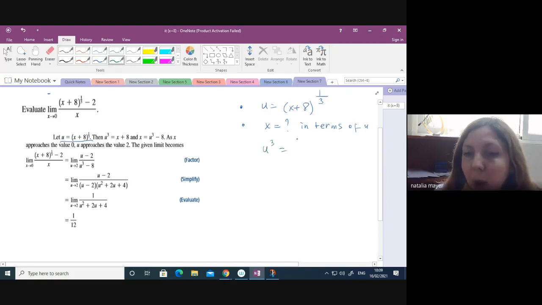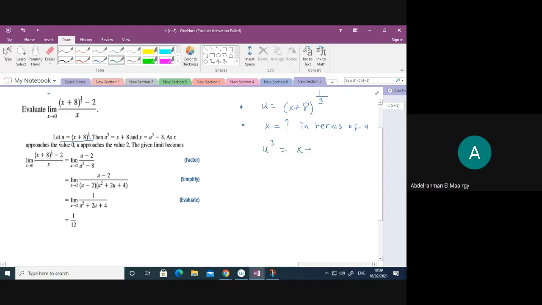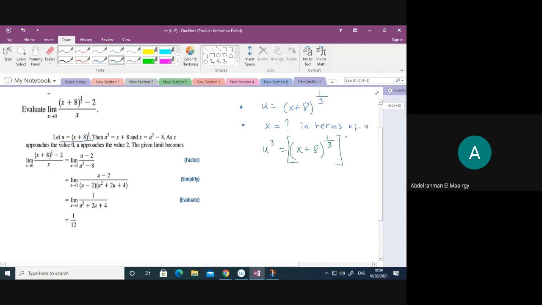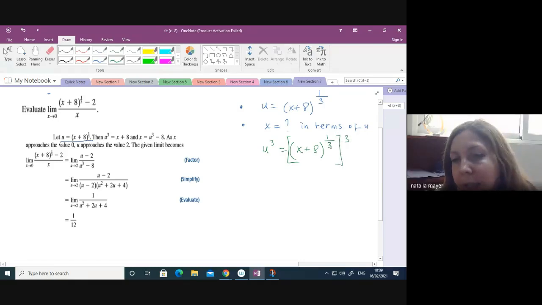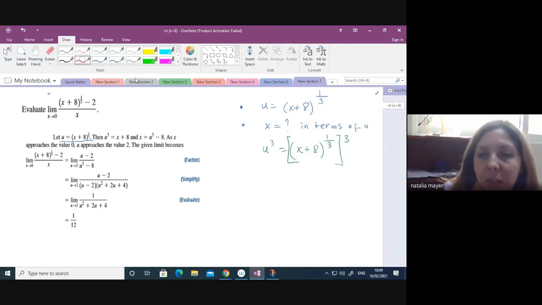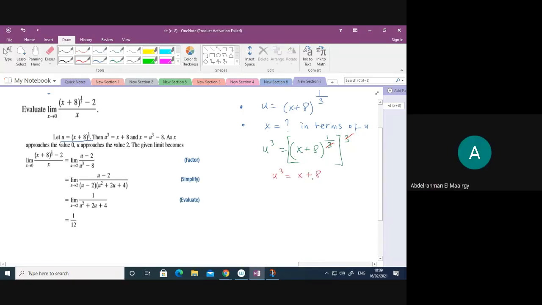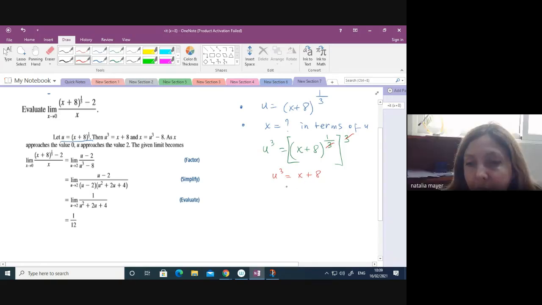Why to the power of 3? How did you know? Because 1 over 3 means root 3. Not because of that. Because I want to cancel 1. Yes, I'm saying because this means root 3, so when we raise it to the power of 3, it gets cancelled. Or here, you can see that it's the power of a power. When you multiply the powers, 3 and 3 get cancelled. Okay, so now I am here with the expression u to the power of 3 equals x plus 8. So x is going to equal u cubed minus 8. So it's easy to solve for x. So this is the second aspect of this process.